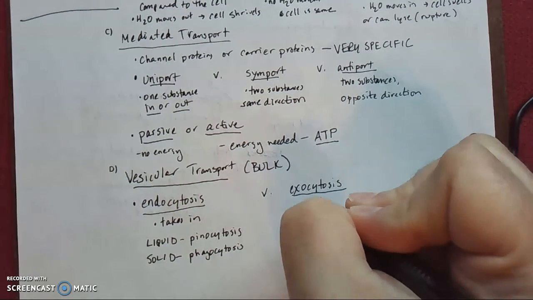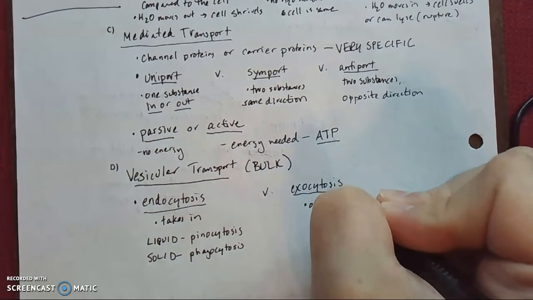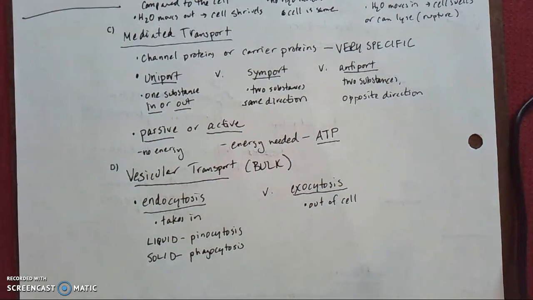Exocytosis is removing things out of the cell. So if we want to get waste materials, or maybe the cell is making proteins and we have to get a lot of it out, we can actually pinch off and produce a little vesicle.